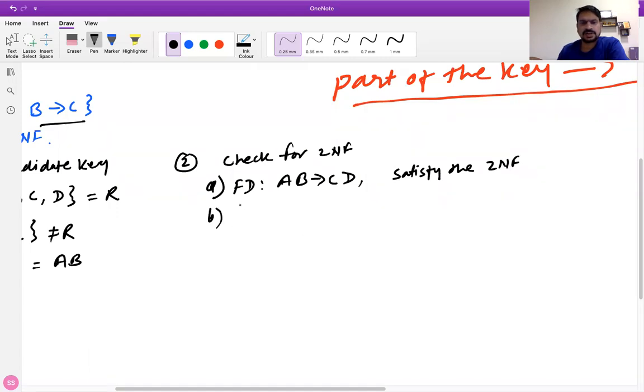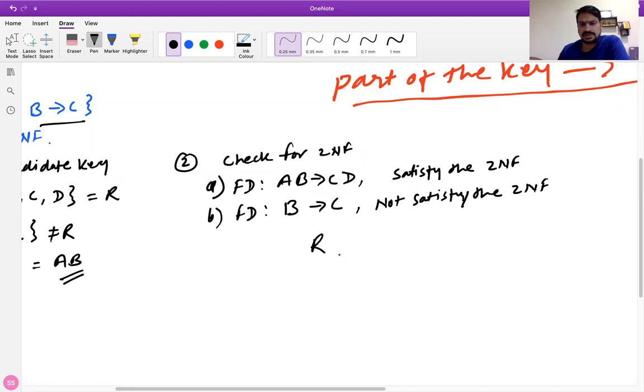Let's go for the second functional dependency, which is B determines C. Does it satisfy the second normal form? Now B is a part of the key because AB is the key, right? So B is a part of the key. So we say it cannot satisfy the second normal form. So what we have to do? We have to split, right? We have to split the relation.